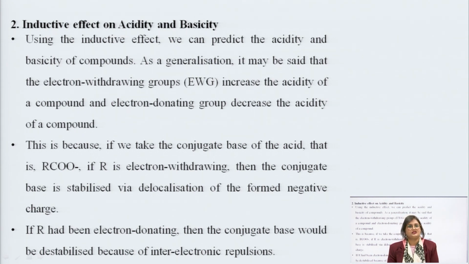It is because if we take into account the conjugate base of the acid, that is RCOO minus, if R is an electron withdrawing group, then the conjugate base is stabilized via delocalization of the formed negative charge. If R had been electron donating, then the conjugate base would be destabilized because of interelectronic repulsion.